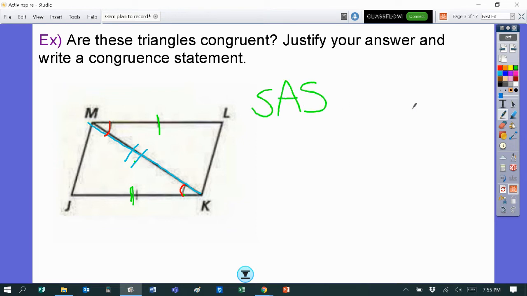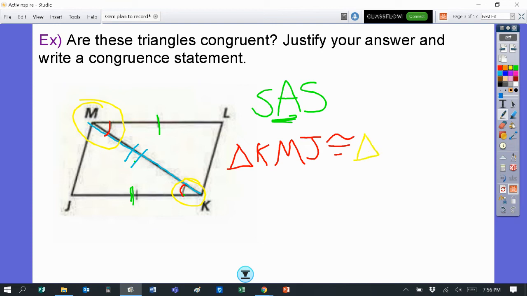And that would be our included side, so that A should be in the middle and all of these should be capitalized. So if we look, I'm going to start with this bottom triangle with the angle that we're given, K, and then M over here, and then J is going to be congruent with, well, if we look at our picture, K is this angle and M is this angle. So it's going to be triangle M.